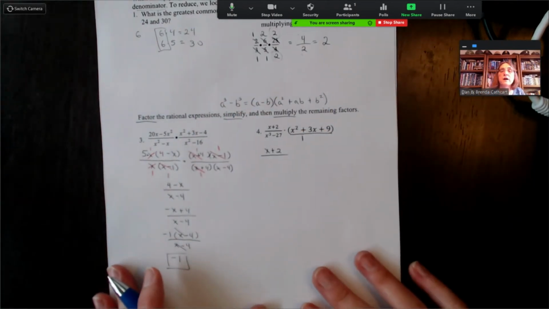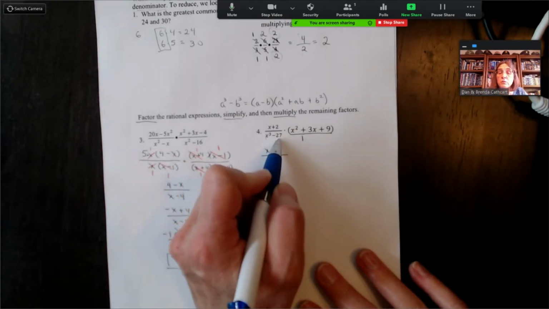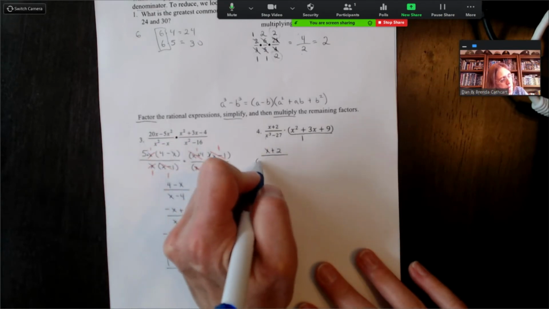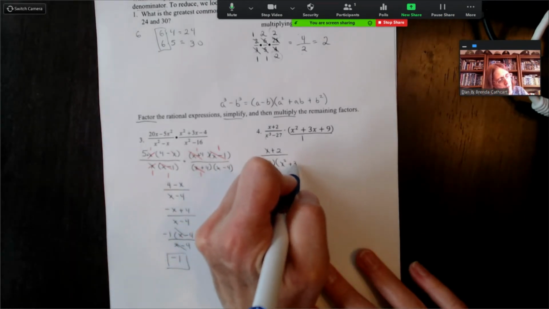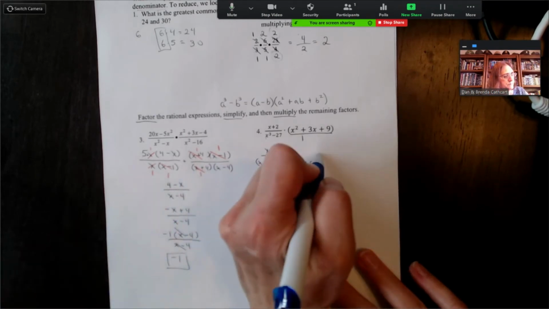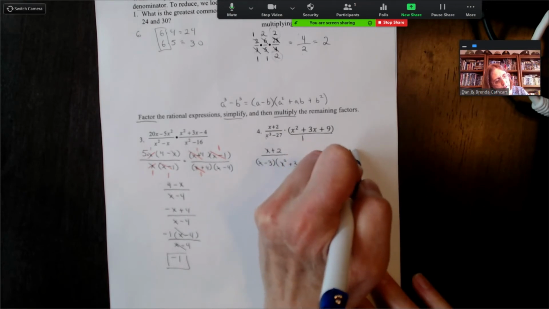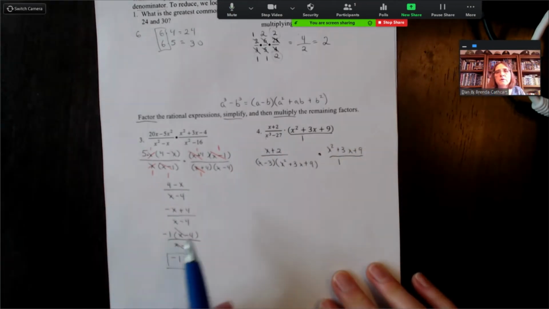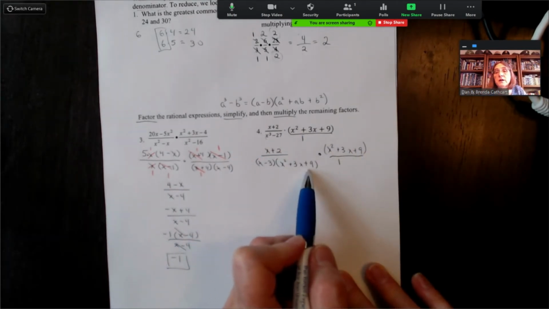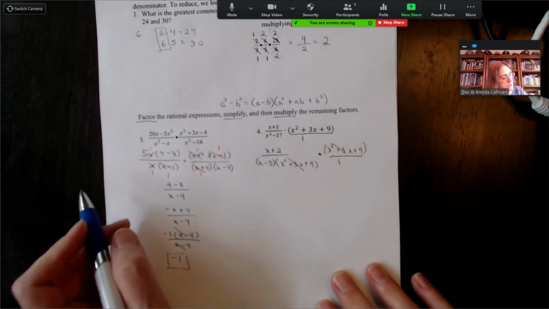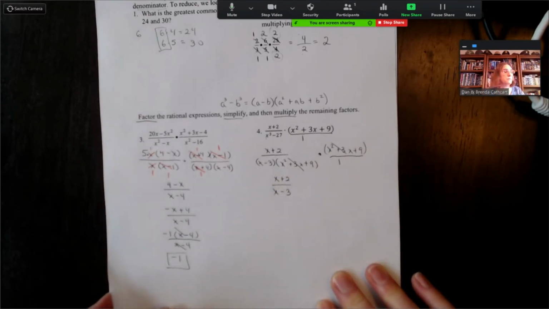So let's go ahead then and factor x cubed minus 27. x cubed minus 27 is x cubed minus 3 cubed. So we can factor that to x minus 3 multiplied by x squared plus 3x plus 9. And then our second fraction is x squared plus 3x plus 9 over 1. We see that they each have the trinomial factor x squared plus 3x plus 9 in common, so those two can reduce, and we're left with x plus 2 divided by x minus 3.